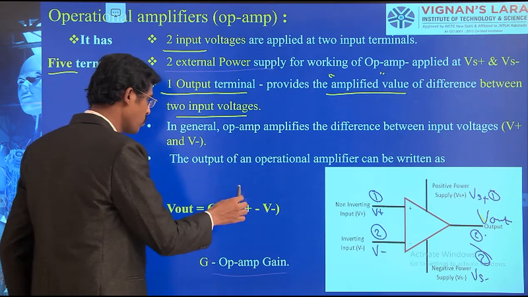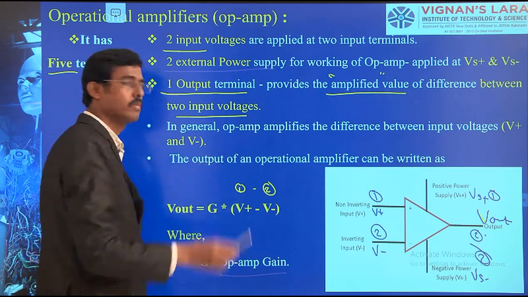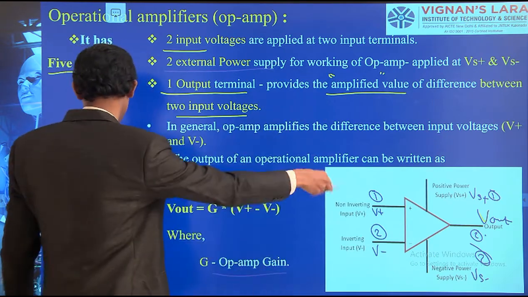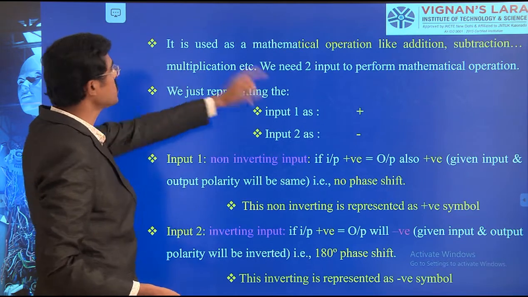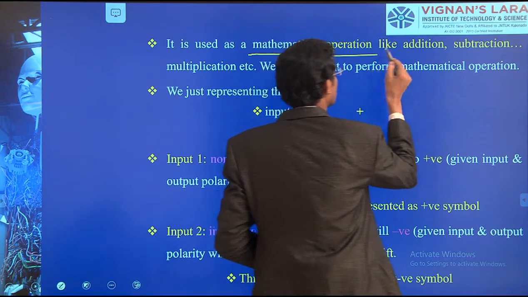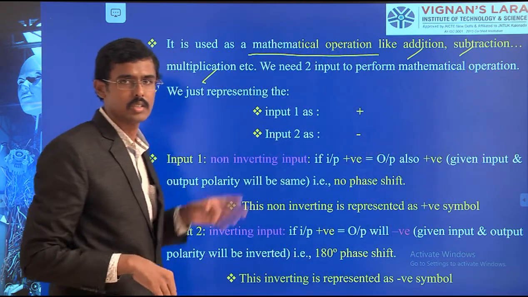This is a symbolic word of input 1, and this is a symbolic word of input 2. It compares between these two and it will be amplified. So a simple diagram we should understand and we can write. It is used as a mathematical operation, like additions, subtractions, multiplications. These things it does.